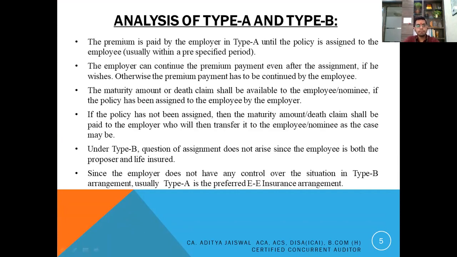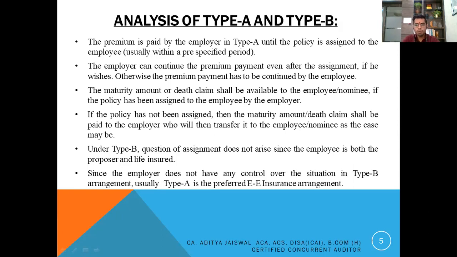The premium is paid by the employer in type A until the policy is assigned to the employee, usually within a specified time period. We all know that under type A, the employer is the proposer and the employee is the life insured. So the employer needs to assign the policy to the employee within a pre-specified time period. The premium before assignment is to be paid by the employer. The employer, however, can continue to pay the premium even after assignment if he wishes. Otherwise, the premium payment has to be continued by the employee.